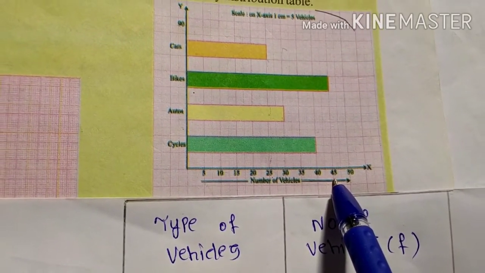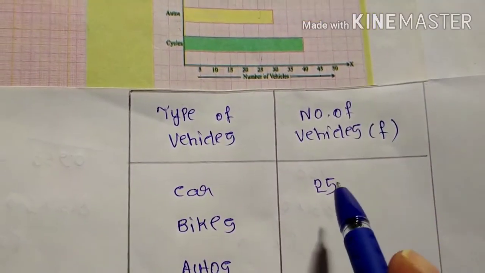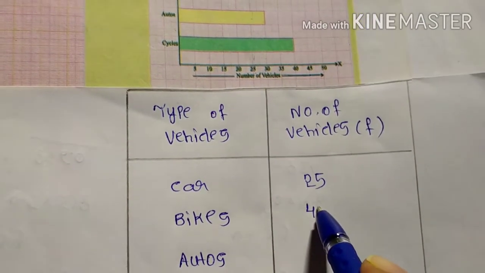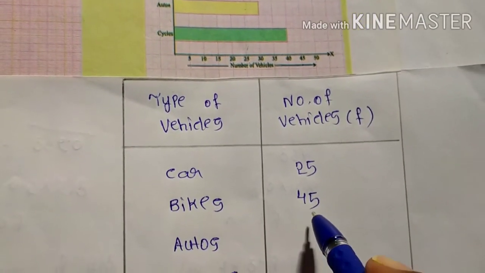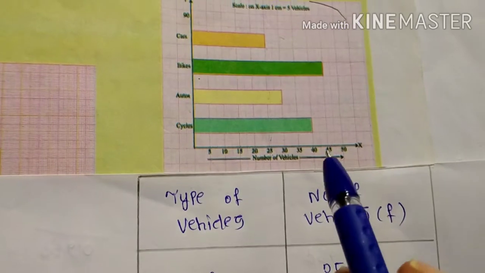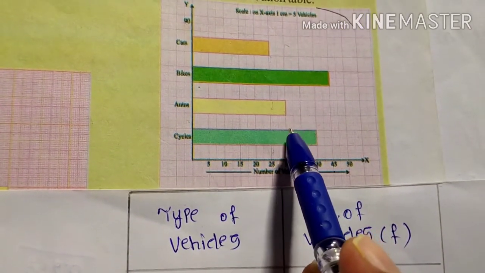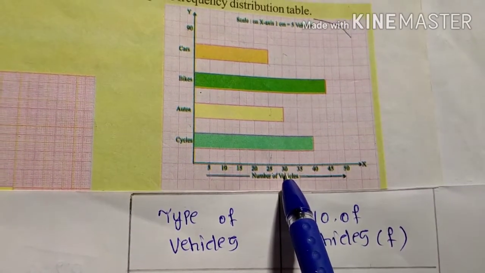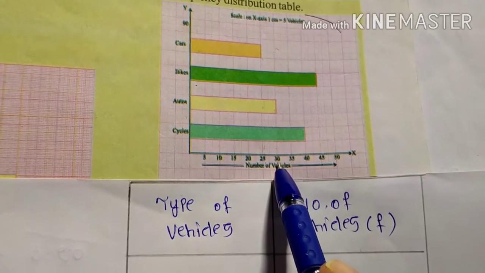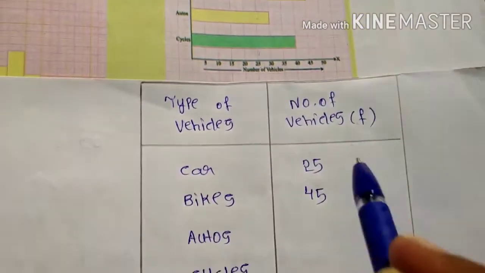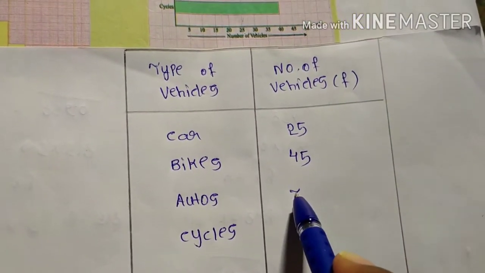See here, it is 45 or not? Exactly. Yes, from the diagram you can directly write here bikes are 45 vehicles. Here autos, how many? See here, this value is how much? 30 only. 30 vehicles are available. See here, autos are 30.